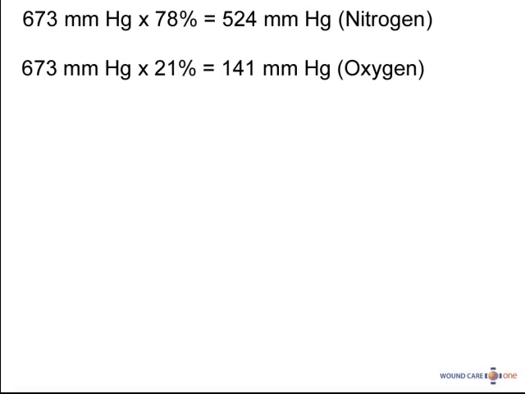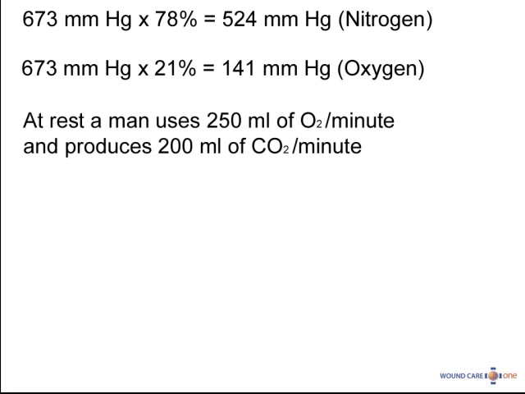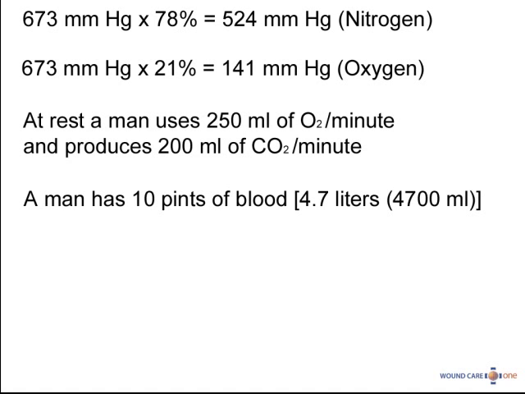As background information, an adult individual at rest absorbs approximately 250 milliliters of oxygen per minute, and the same person eliminates approximately 200 milliliters of carbon dioxide per minute. The human male body contains about 10 pints of blood. This is about 4.7 liters of blood, which converts to 4,700 milliliters of blood. Each 100 milliliters of blood holds approximately 0.3 milliliters of oxygen dissolved in the solution of blood, called plasma.